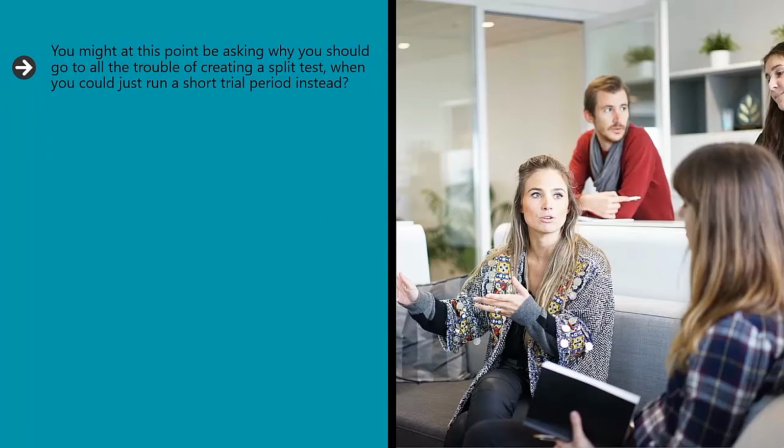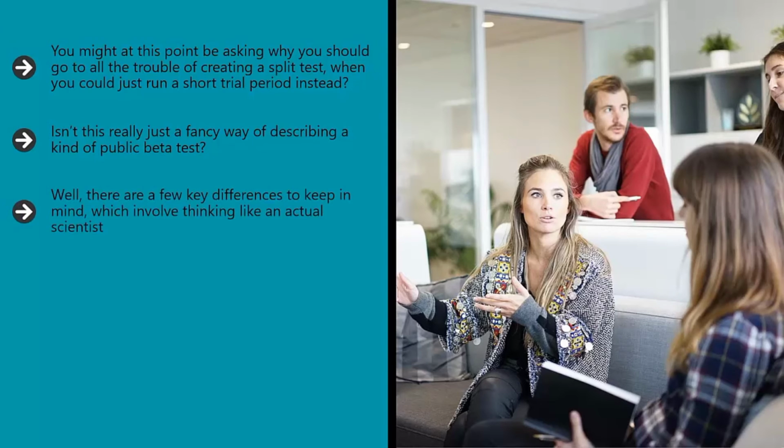Why split testing works and when it doesn't: understanding statistical significance. You might at this point be asking why you should go to all the trouble of creating a split test when you could just run a short trial period instead. Why color 3 pages red and then wait for them to collect enough actionable data? Isn't this really just a fancy way of describing a kind of public beta test? Well, there are a few key differences to keep in mind, which involve thinking like an actual scientist, because that's what this is emulating. FYI, this is precisely the same technique used in research.